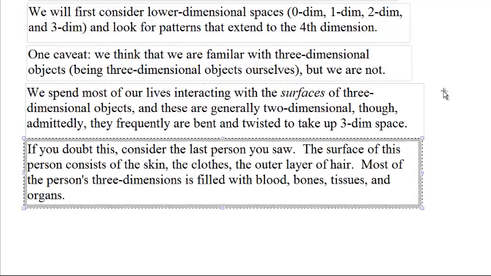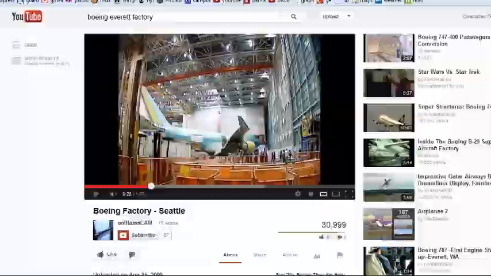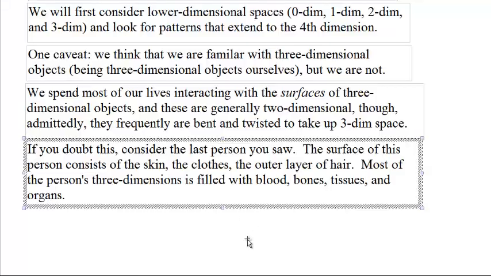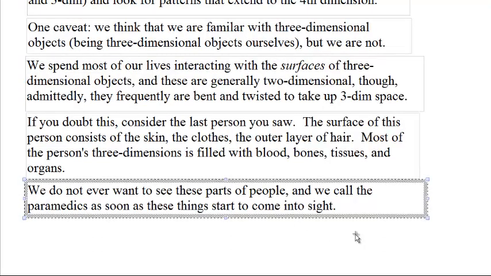And if you doubt this, think about the last person that you saw. The surface of this person consists of the skin, the clothes, the outer layer of hair, and such. Most of the person's three dimensions is filled with blood, bone, tissues, and organs, such as this person. We do not ever want to see these parts of people, and we call the paramedics as soon as any of these things come into sight.